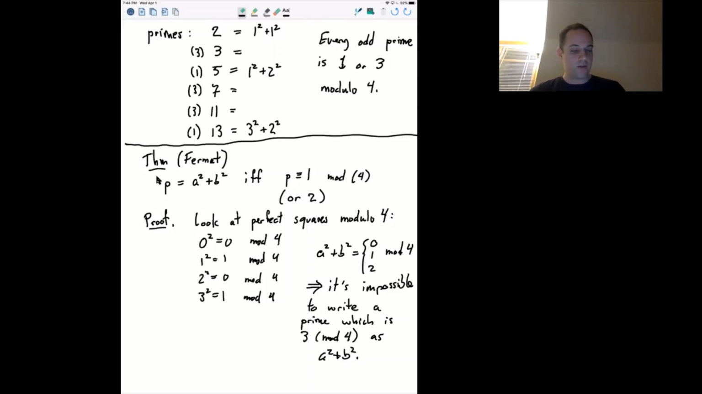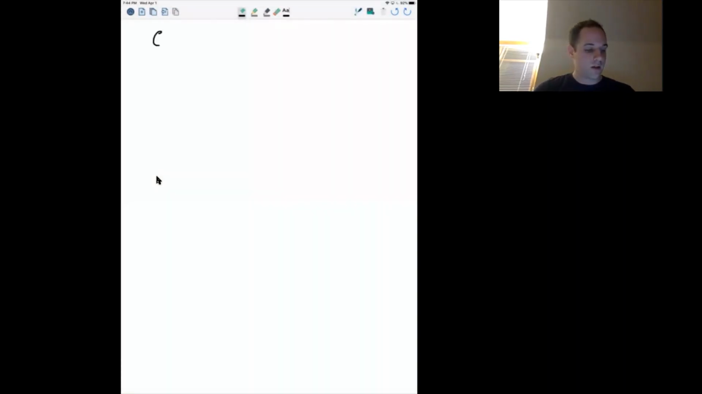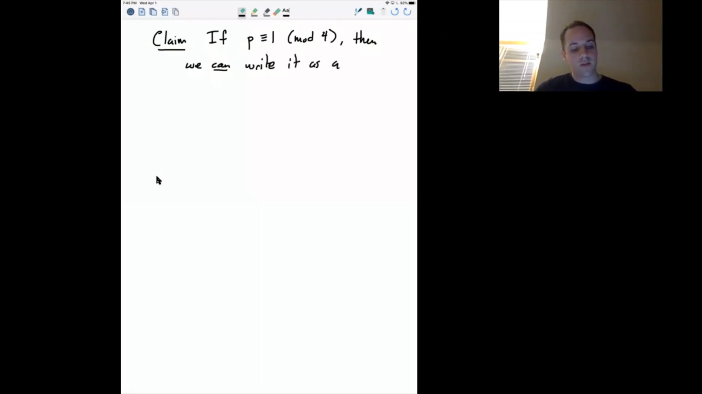All right, so if that's okay, we're going to move on to the interesting part, or the more tricky part of the proof, which is an existence theorem. So I claim, the next part is the claim: if my prime is congruent to 1 mod 4, then we can write it as a sum of 2 squares.